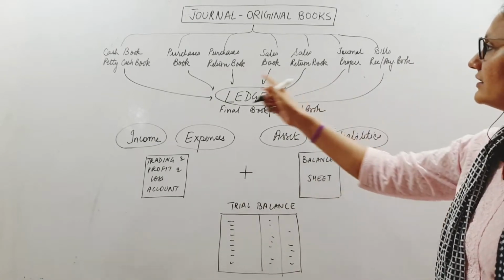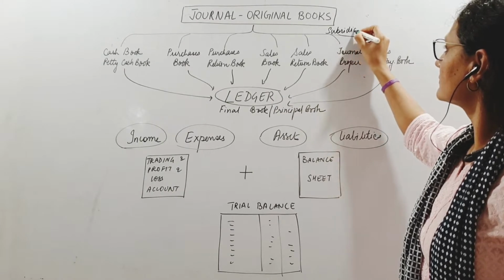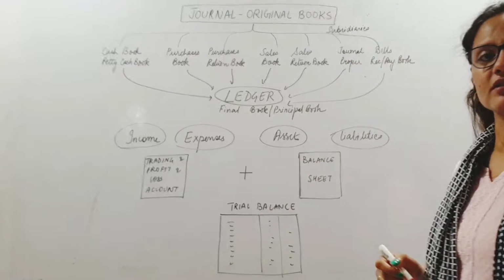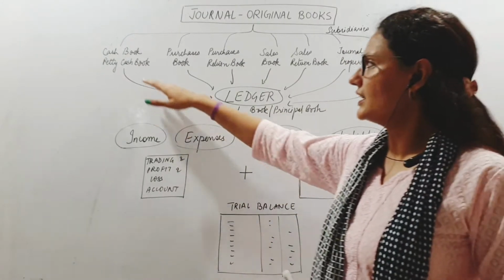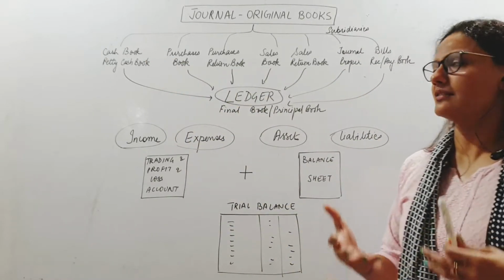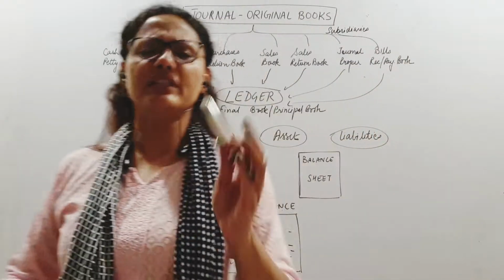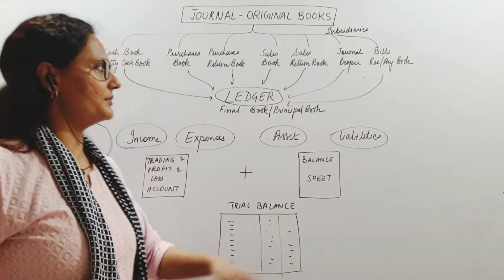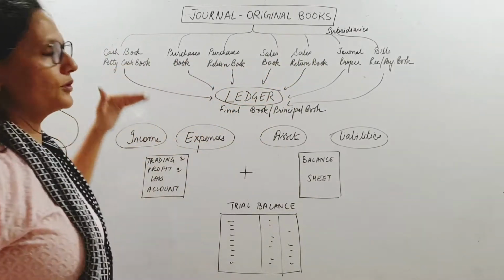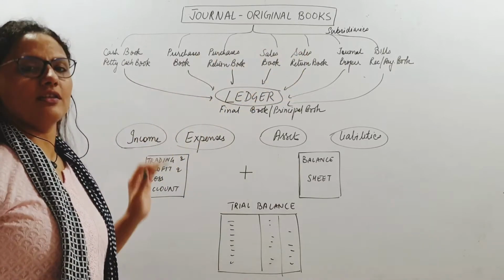So these are the subsidiaries of journal or subdivisions of journal: cash book, petty cash book, purchase book, purchase return book, sales return book, journal proper and bills receivable and bills payable, which we did not do because it's not there in the syllabus. Rest all of these books we have already done.